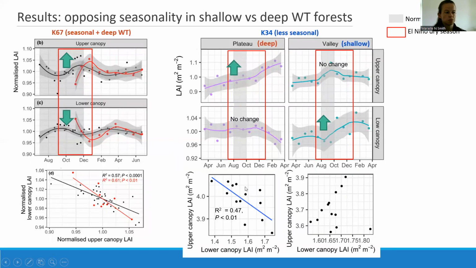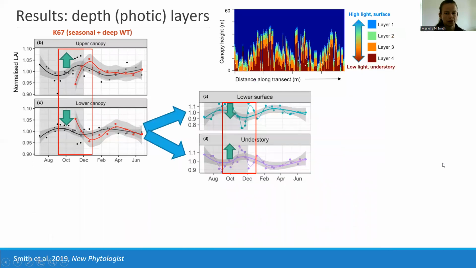And when we look at the regressions between the upper and lower canopy levels, we find a very similar thing to kilometer 67 at the deep water table depth regions of kilometer 34, where these layers are strongly anti-correlated. But they're not related in the shallow water table depth regions.